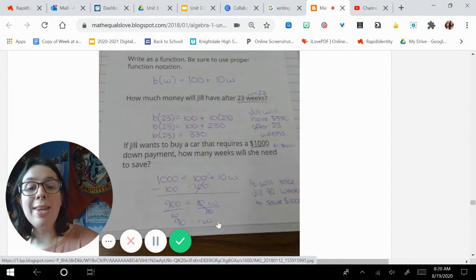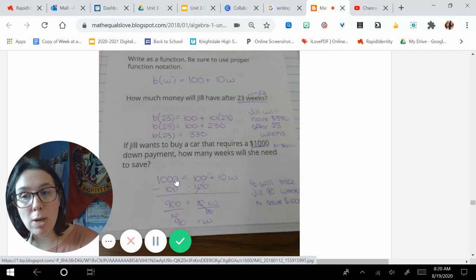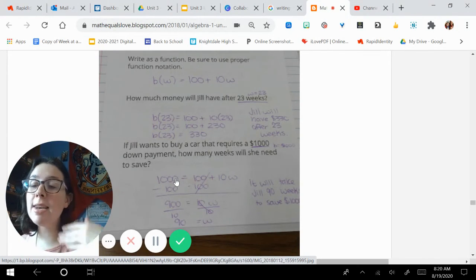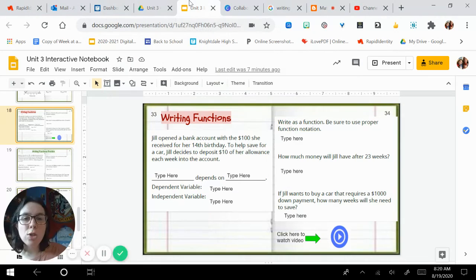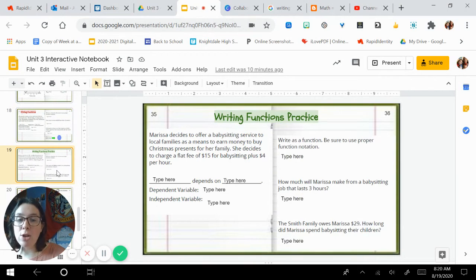So what's the answer to our question? It will take Jill 90 weeks, because that's W, so it's 90 weeks, to have $1,000, because 1,000 was our money. So that is another way you can use your equation to find certain values. Okay, so you're going to fill that in here by yourself. And then your job is to do this problem on your own. It's very similar to the one we just went over together.